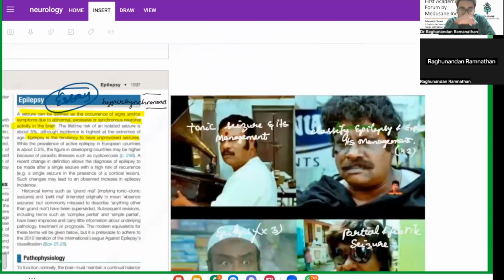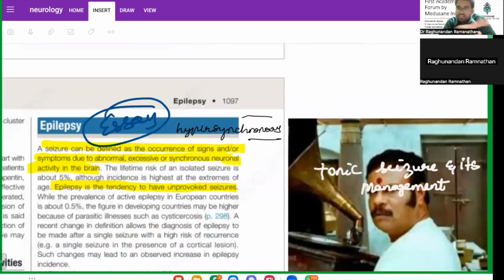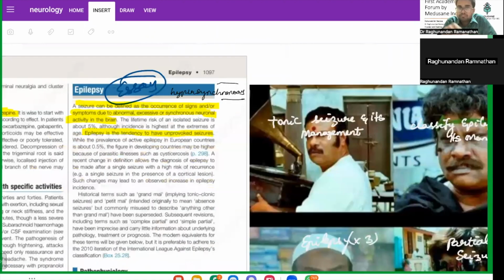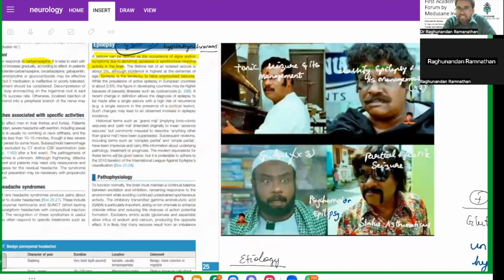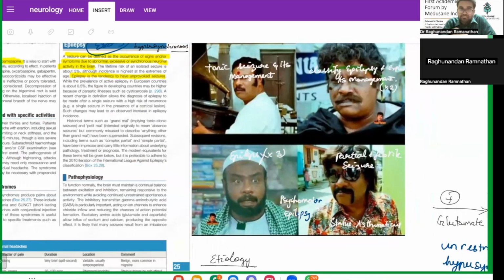To start with epilepsy, I'll tell you, different types of epilepsy have been asked in the exam. Tonic seizure and its management have been asked. Epilepsy, they have asked partial and febrile seizures. They have asked status epilepticus. They have asked classify epilepsy and its management. All these things are asked in your exam.